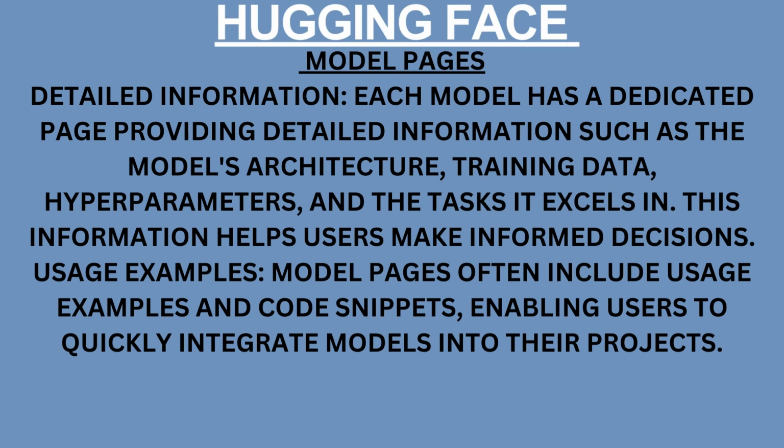Model pages, detailed information. Each model has a dedicated page providing detailed information such as the model's architecture, training data, hyperparameters, and the tasks it excels in. This information helps users make informed decisions. Usage examples. Model pages often include usage examples and code snippets, enabling users to quickly integrate models into their projects.